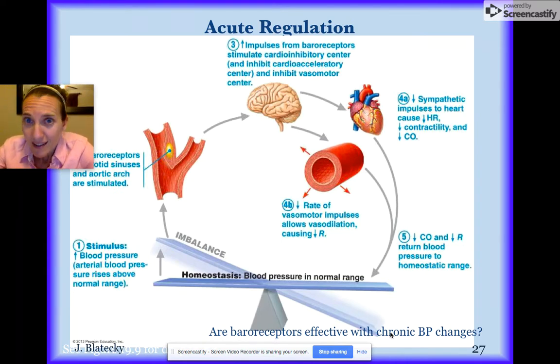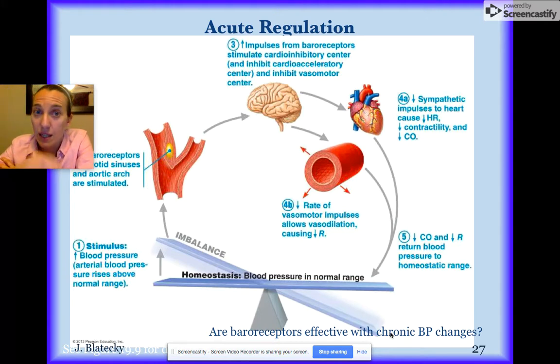And the answer is going to be yes. You have to think about these as regulatory factors that control things on a minute-to-minute basis. Even if you have chronically high blood pressure, or maybe it's easier to think about chronically low blood pressure, you're still going to need to keep homeostasis. The main thing that changes is that these baroreceptors have a new set point. They're going to be sensitive to higher levels of increase, or lower levels if you have lower blood pressure. So these mechanisms are really, really important for everybody.